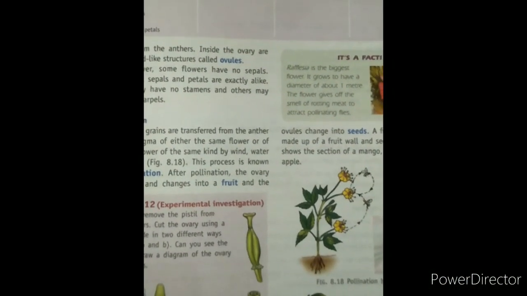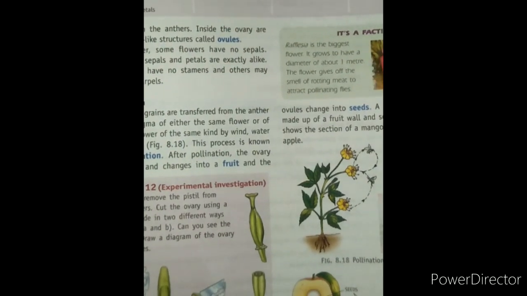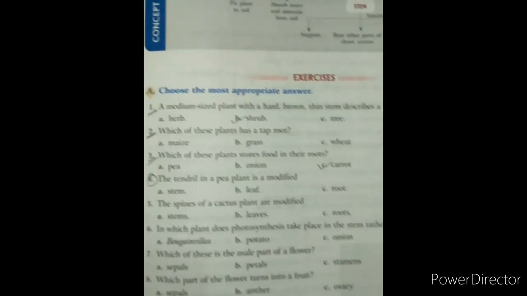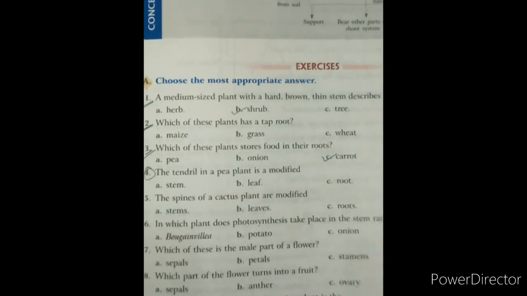So students, here our chapter completes, and in the next session we will continue with the back exercise. Until then, you need to learn something more about this chapter.